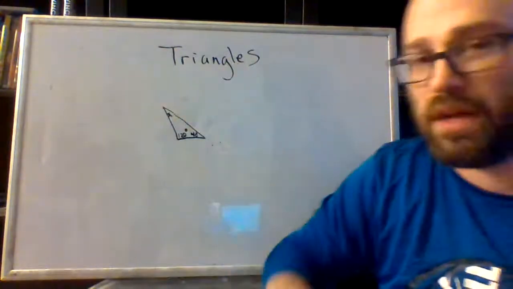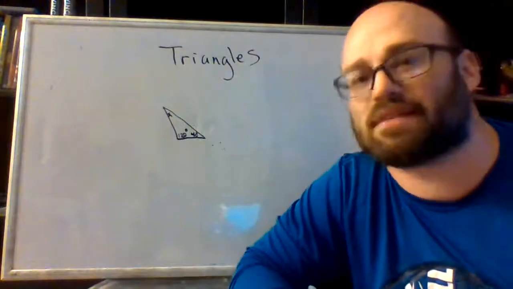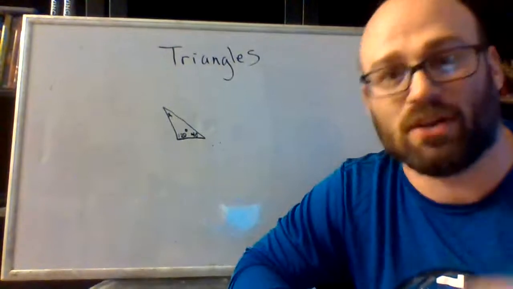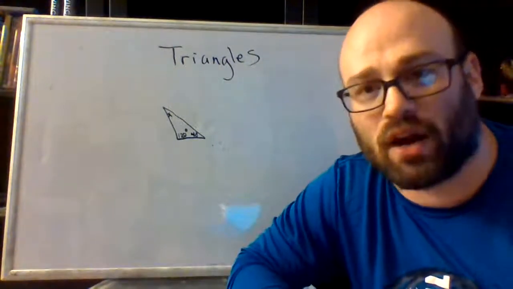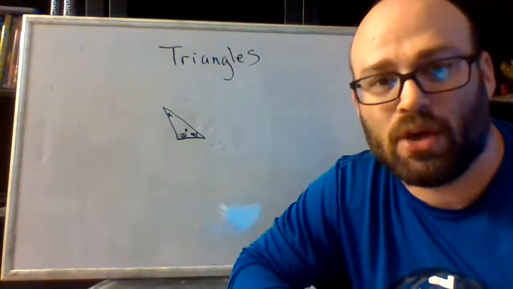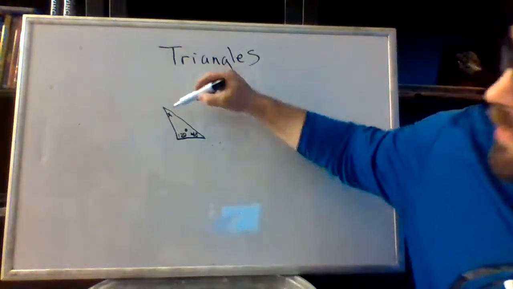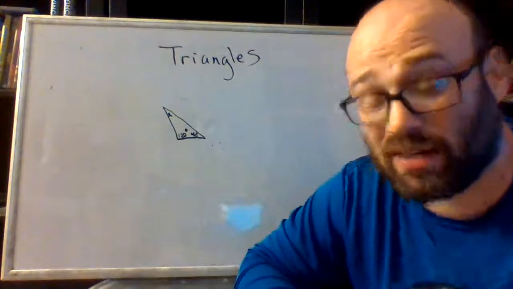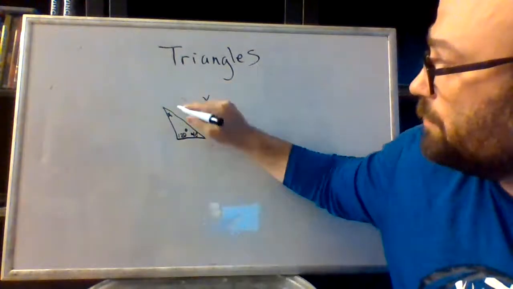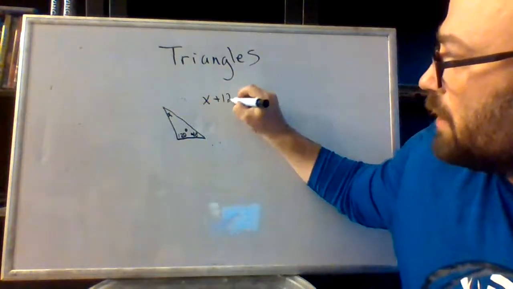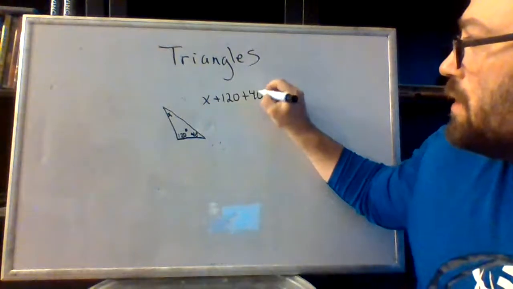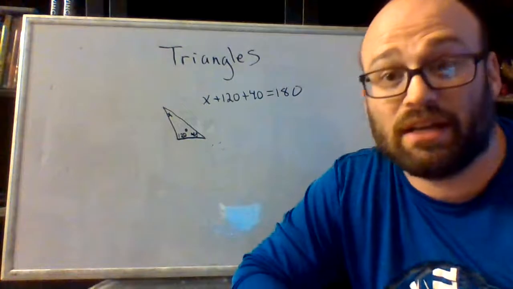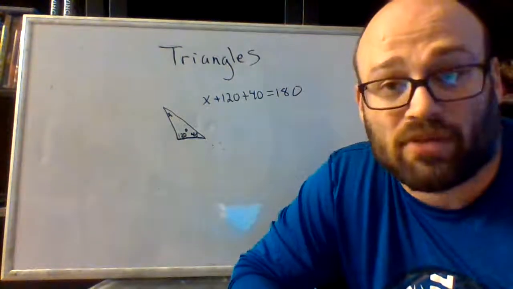Now, remember, from our last session, triangles have to equal 180 degrees inside of them. All triangles have to be that way no matter what we do. All triangles have to be 180 degrees total. So all these angles, if they're added up, have to equal 180 degrees. So we have x for one angle plus 120 plus 40 equals 180. What this basically turns into is an equation that we have to solve.